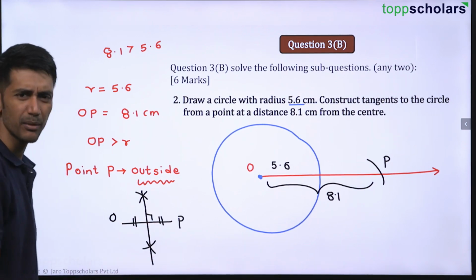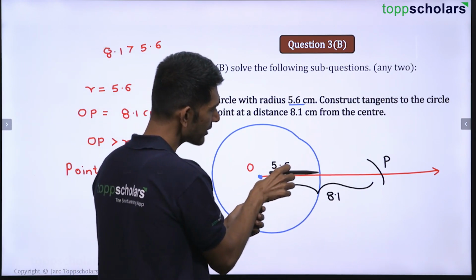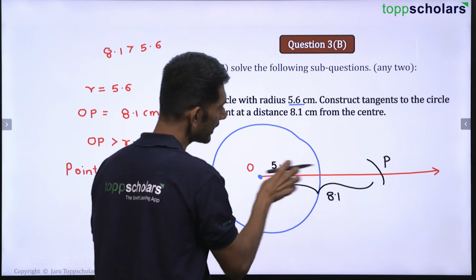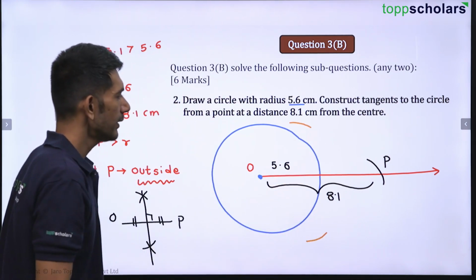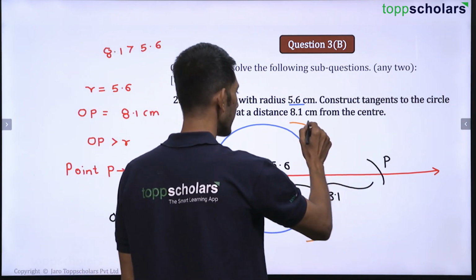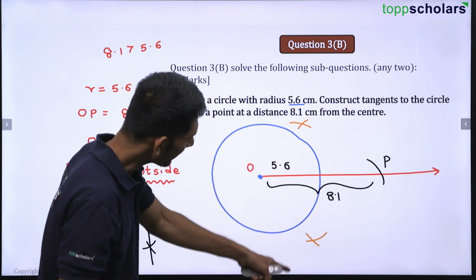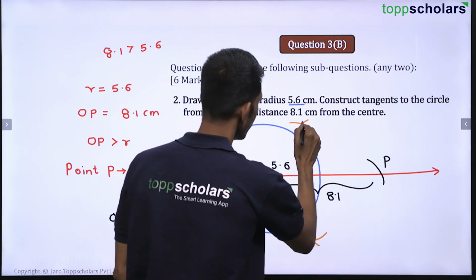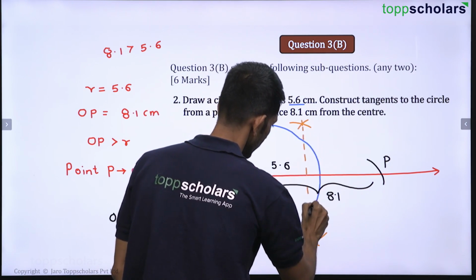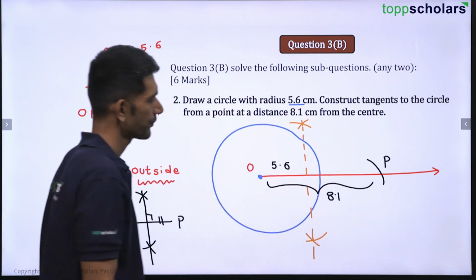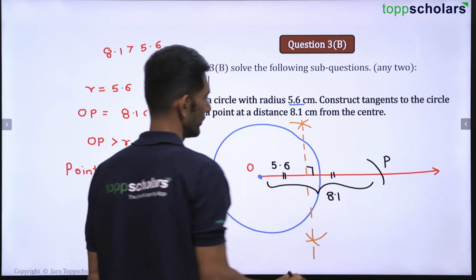You have already studied the perpendicular bisector, right? So place the compass pointer at O, take measurement more than half of OP and then cut two arcs, one arc above, one arc below. Then place the compass pointer at P, cut two arcs, one arc above, one arc below. Now once you get these, you just need to join them. Correct? This angle is 90 degrees and these two are equal.